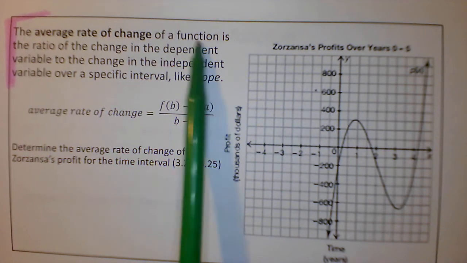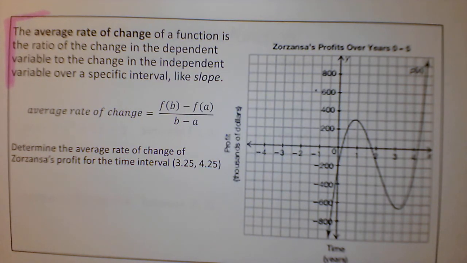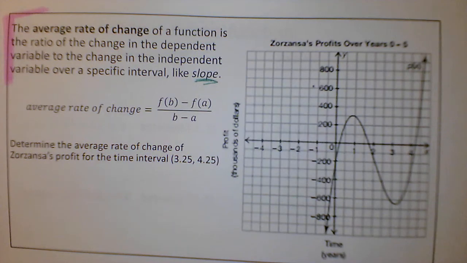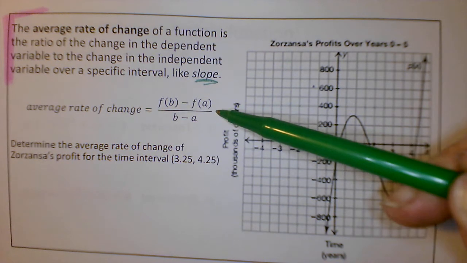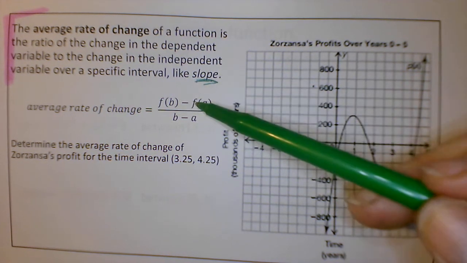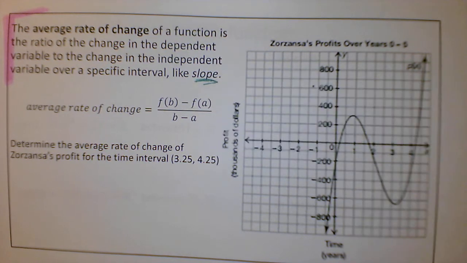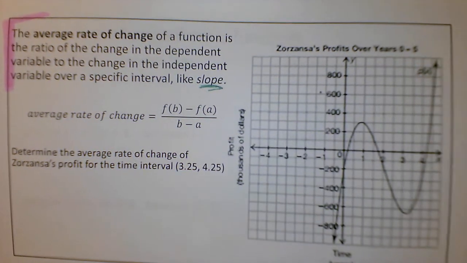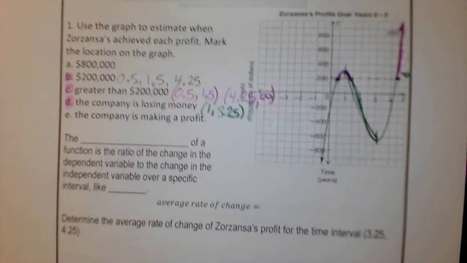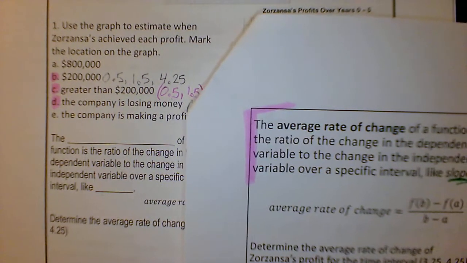The average rate of change of a function is the ratio of the change of the dependent variable to the change of the independent variable. I say that this is like slope because it is slope. It's slope for a non-straight line. And then I gave us the equation for average rate of change. It's exactly like slope: change in y over change in x. Exactly the same thing. So in your notes, you should have filled in this blank and the blank that says what it's like.